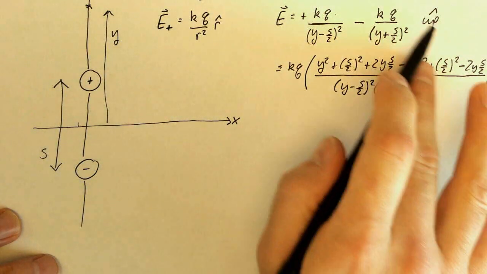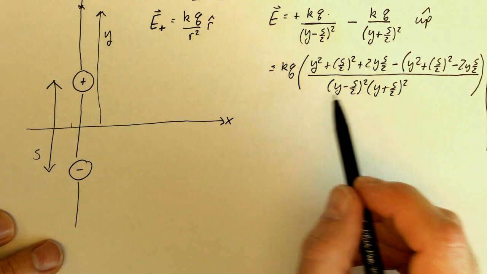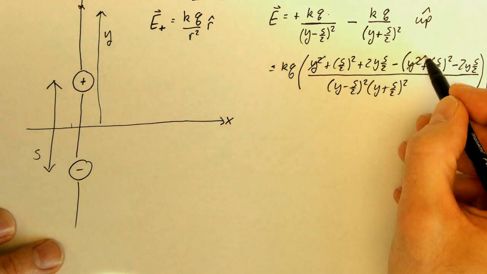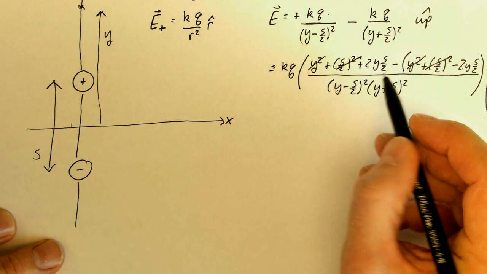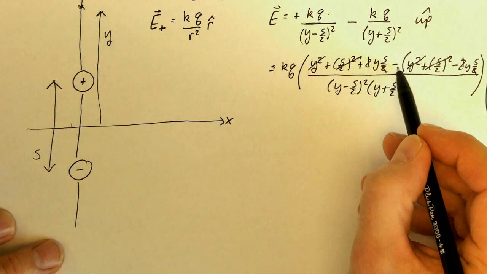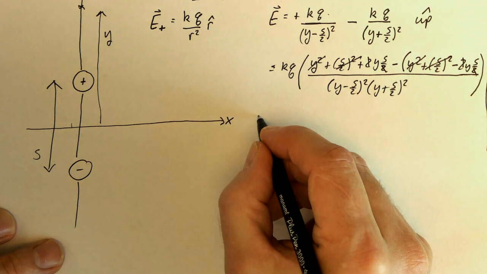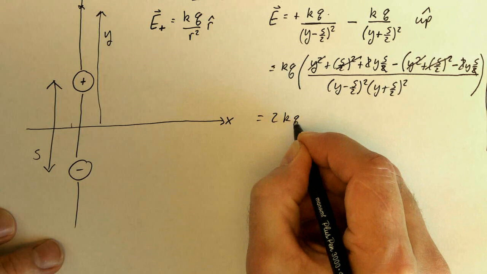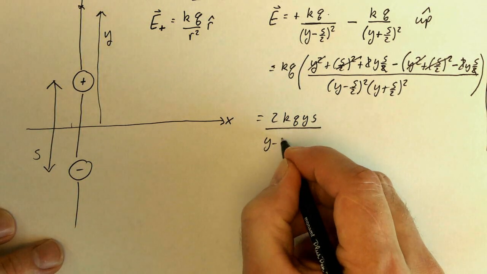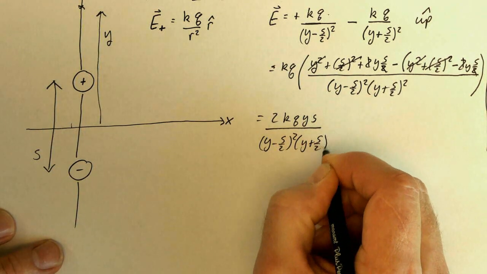And again, I'll hold off on the direction. We'll just note right now that the directions are all up. Alright, well that looks pretty ugly, but thankfully I see that we have a cancellation here, cancellation there, cancellation there. Then we're left with the ys minus a minus ys. So we get ys plus ys. We end up with 2kqys over y minus s over 2 squared, y plus s over 2 squared.